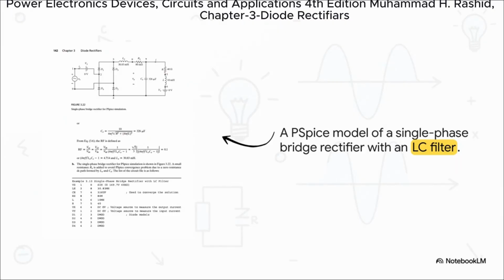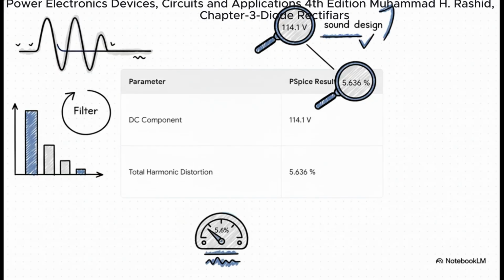Here in a simulation tool called PSpice, we can build a perfect virtual replica of our circuit. We can plug in the exact component values that we calculated. This lets us test our entire design and catch any potential problems before we spend a single dime on physical parts. It's incredibly powerful. And the results are in.